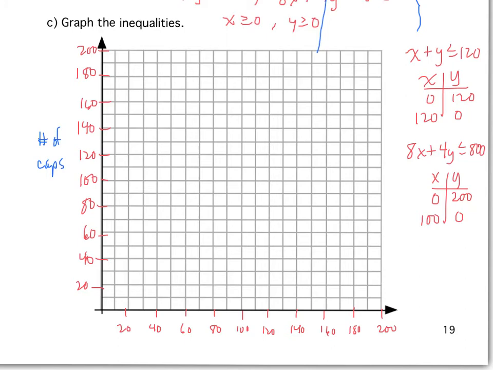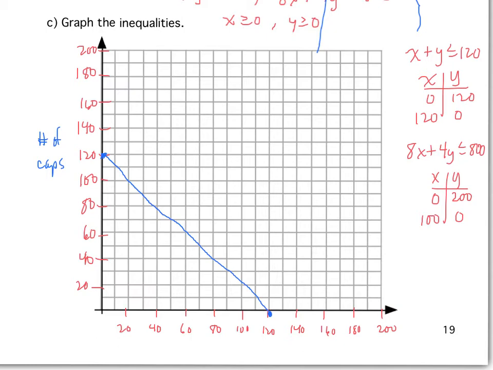I'll start with my x plus y is less than or equal to 120. So I'm going to start at my y-intercept of 120. I have my x-intercept of 120. That means my slope is negative 1 over 1. So I'm going to basically go from corner to corner, and I create this inequality. Okay, since I want less than it, or if I were to test the origin, 0 plus 0 is less than or equal to 120, I'm going to shade towards the origin or less than the line.